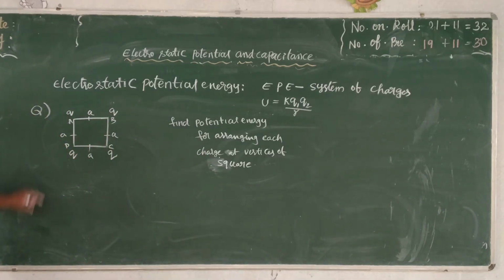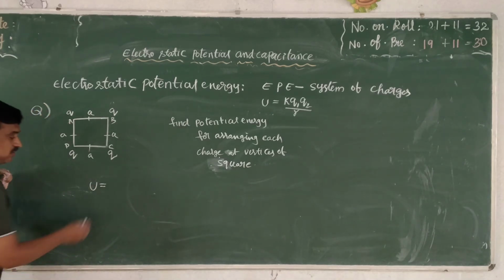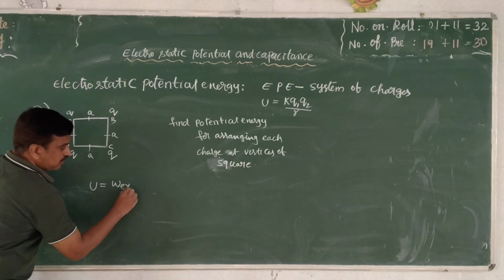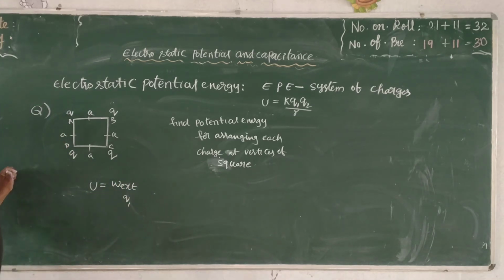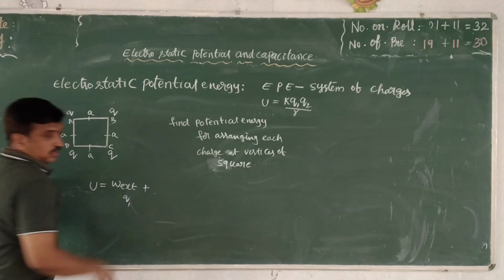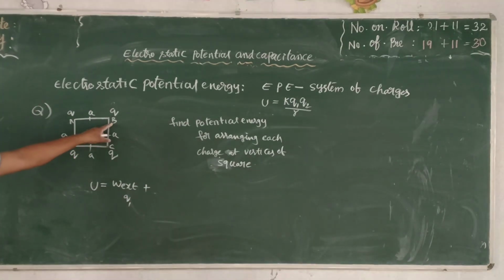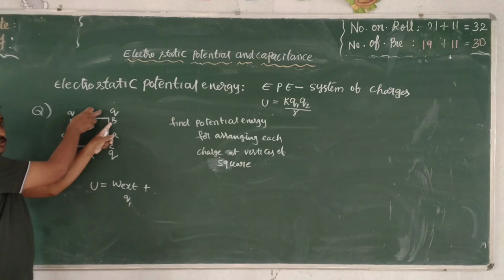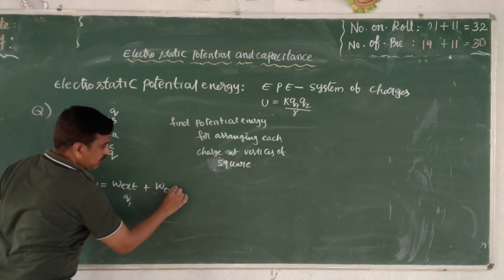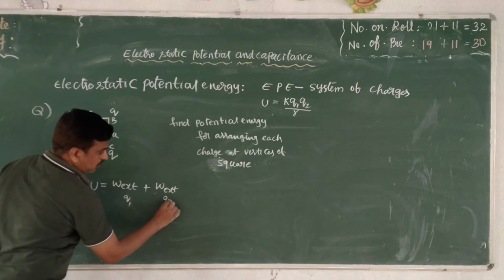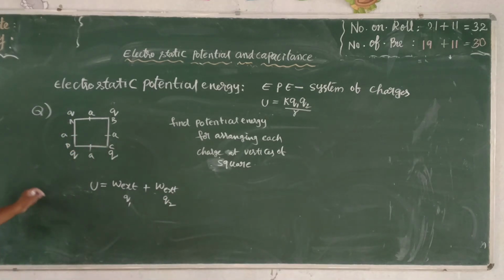First we arrange this one, so for the potential energy, see, for arranging this one there is no work. Why? Because for the first charge no electric field is there. Work done by external agent in arranging q1, for example, is zero, so no external work. For arranging this one, potential is developed due to q1, so we write work done by external agent for arranging the q2 charge.